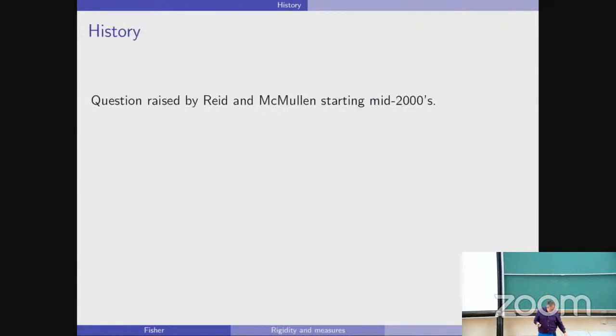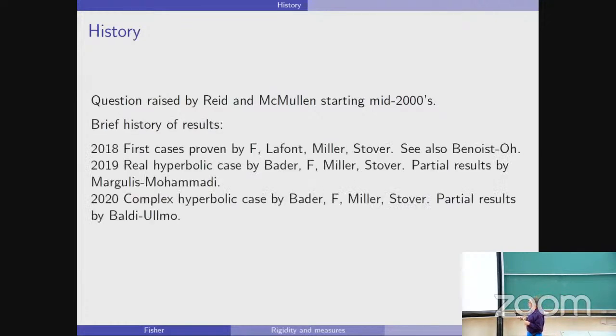And now I want to say something about the history of this question, and I'll say it relatively briefly. The question was raised by Reid and McMullen in around the mid-2000s. Nothing was known about it for a very long time, and then the brief history of actual results about it is 3 years long, and was a strange experience just because I wrote 3 papers with a team of co-authors that changed once. I should just nod to Jean Lafont for being involved in the first project on this that didn't use the techniques I'm talking about here.